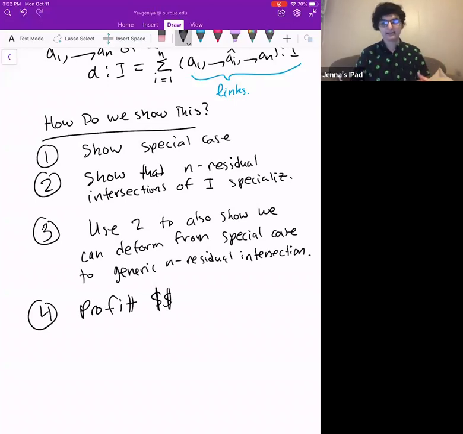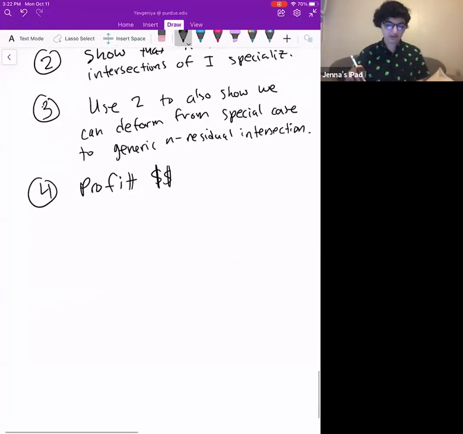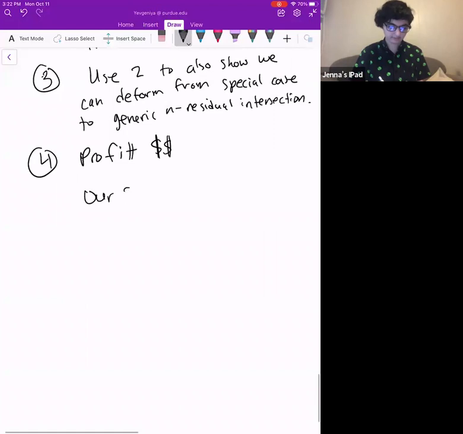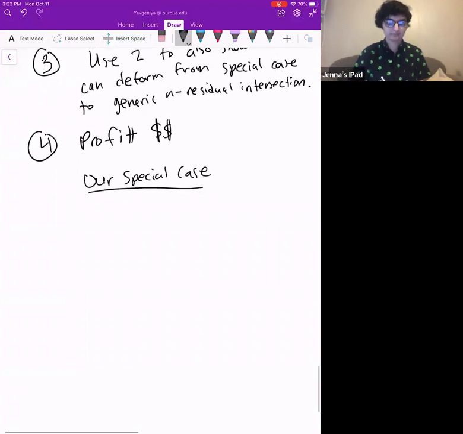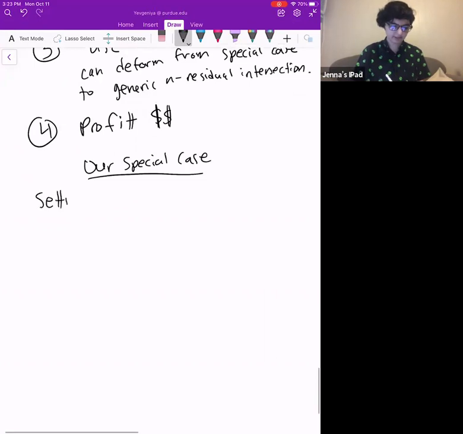And what do I mean by that? Well, since we can express the generic residual intersection as a sum of links, and since we can specialize it to any residual intersection we want, which, yay! But okay, let's break down these steps and show how to do them. So let's start with introducing our special case. So we're going to need a setting and some notation.